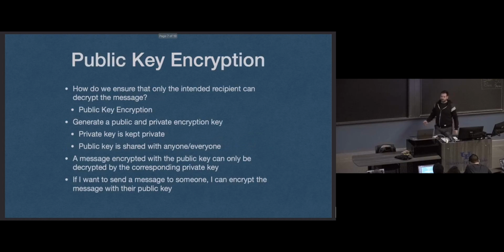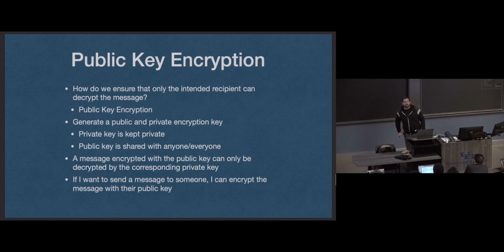Actually, we want a few more features on this. To this end, we're going to use public key encryption, where we're going to generate a public-private key pair. So we're going to generate a public key and a private key. The public key, as the name implies, is public. You share that with everybody on the planet. The private key, as the name implies, is private.